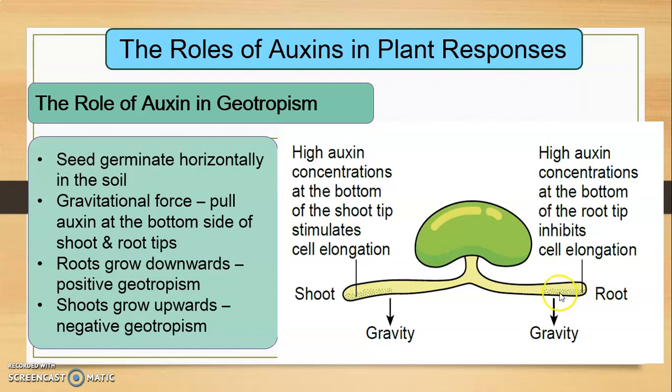Why does the bottom side elongate less? Because a high concentration of auxin will inhibit cell elongation in the root. Please remember the concept that a high concentration of auxin at the root will cause inhibition of cell elongation, while in the shoot, a high concentration of auxin will cause cell elongation. Okay, next.